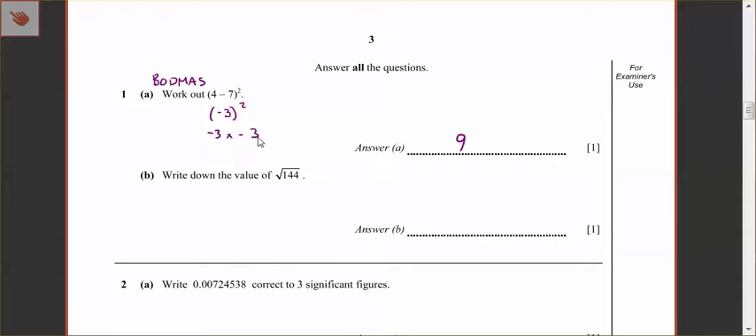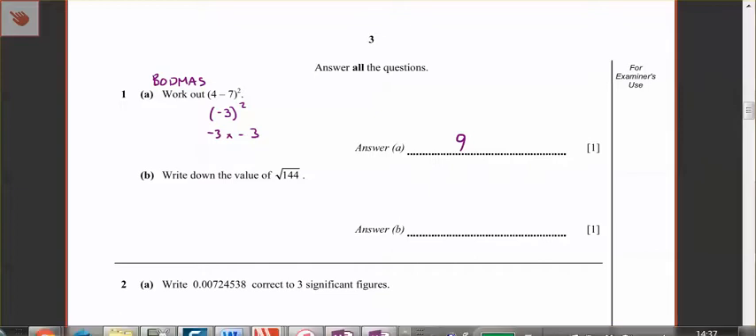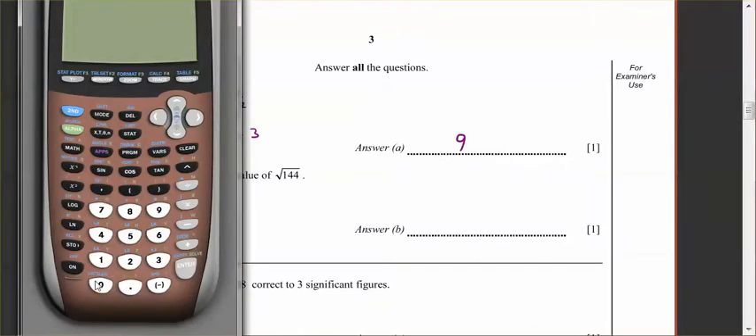Let's also think about how people make mistakes. What would they have done wrong there? They would do minus 9. Right, minus 9. Can you do that on your calculator for me? On your calculator, I just want to show you something.